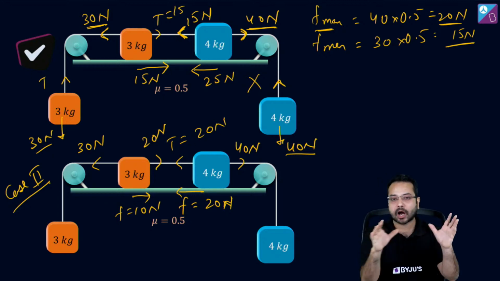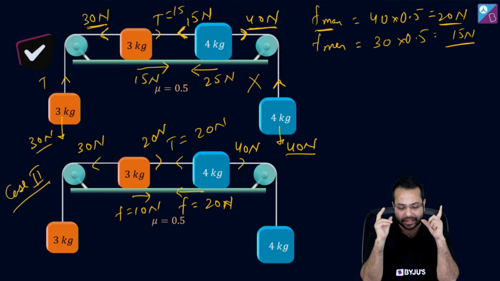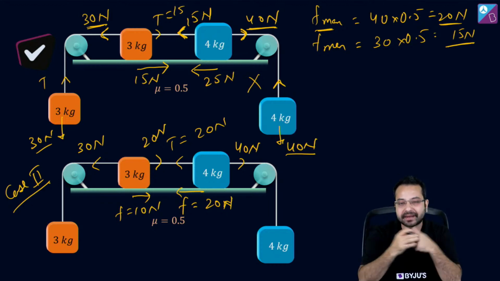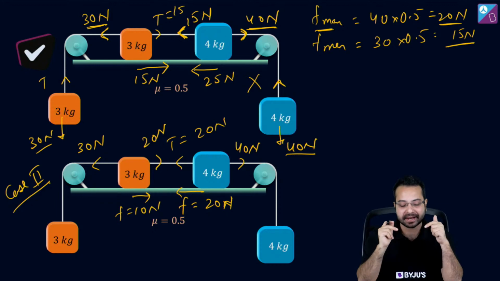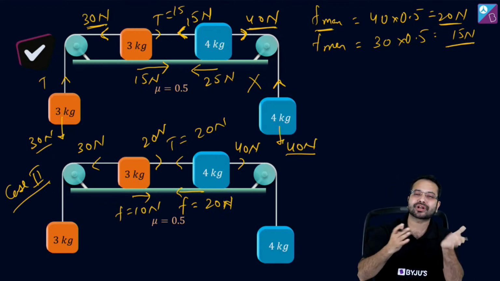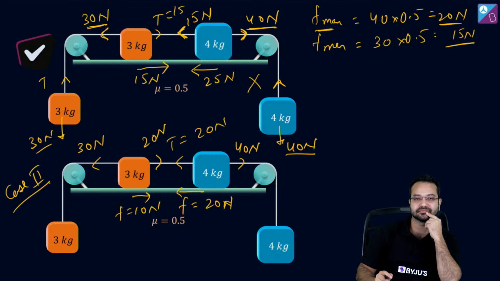Alright, are we clear with this? But what I want to know from you is why. Why does it happen that the friction adjusts itself on the 4 kg block first? So are we going to do trial and error and then find out?